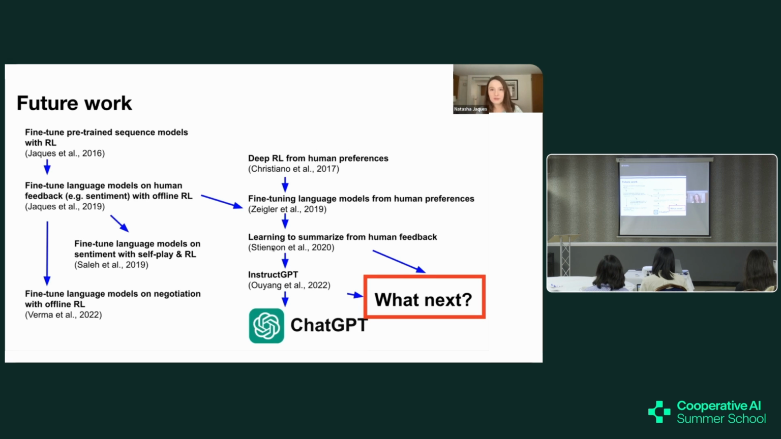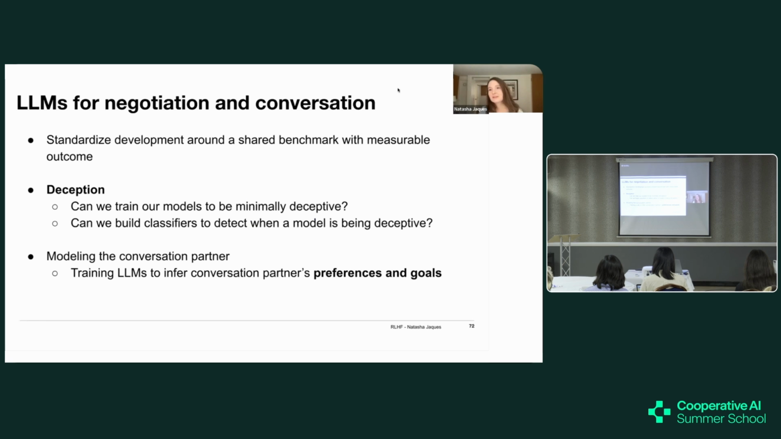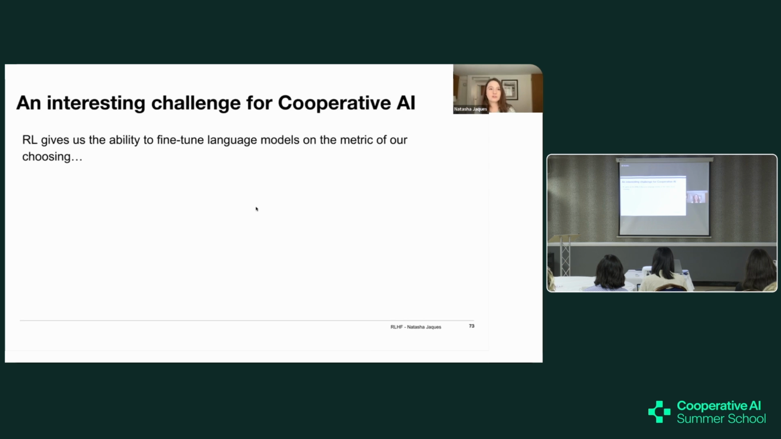So thinking about future work, I'll just briefly touch on this. Coming back to this negotiation idea, it might be quite interesting to think about negotiation as a way to standardize a benchmark where you can compare these techniques. In negotiation, I think it's really important to think about this issue of deception, which is just inherent to language models trained with supervised learning, in my opinion. Can we train our models to be minimally deceptive? And relatedly, can we detect when a model is being deceptive? And how do we better model the human that we're talking to? Can we train language models to infer the human's preferences and goals? And then finally, this is an interesting challenge for cooperative AI.